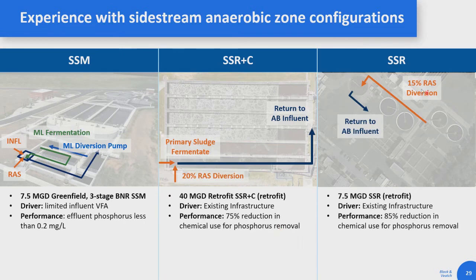There's a pure SSR facility where they had an old clarifier that wasn't in use. Again, you just pump a portion of RAS to that clarifier, let it ferment, return it to the aeration basins. Again, the driver for this is existing infrastructure, and they've gotten an 85% reduction in chemical use for phosphorus removal. So, very different facilities across the board, different drivers, but still trying to rely on these principles of fermentative EBPR to kind of reduce cost and reduce effluent phosphorus discharge.